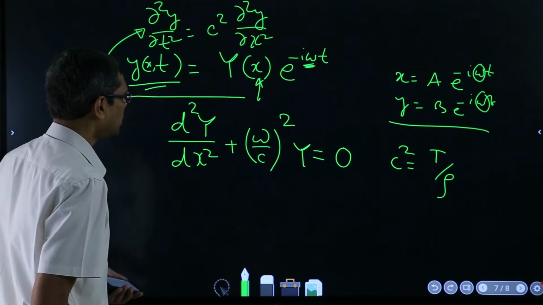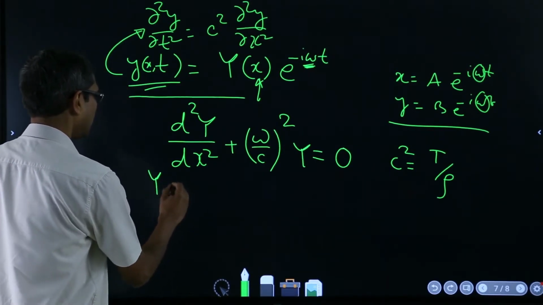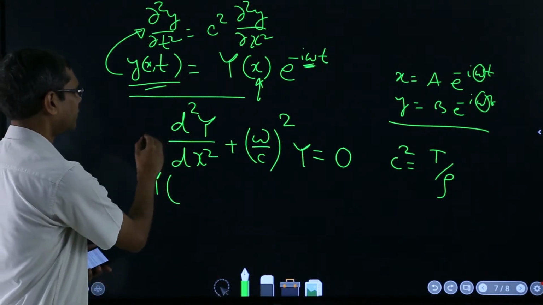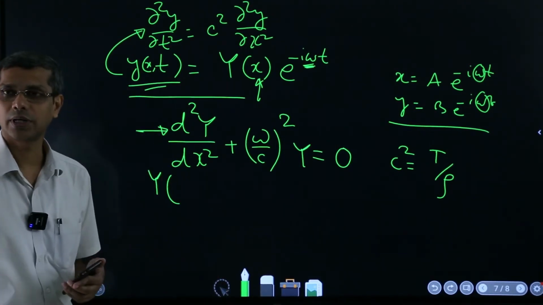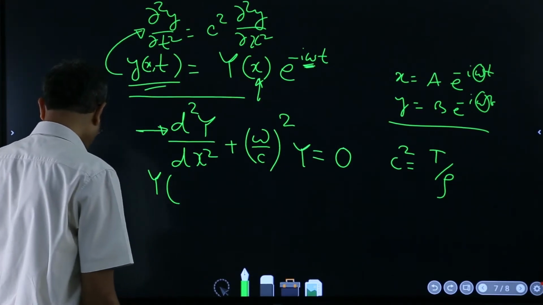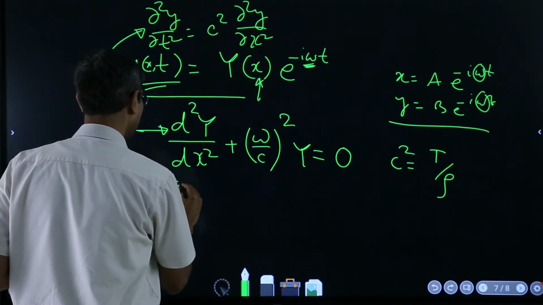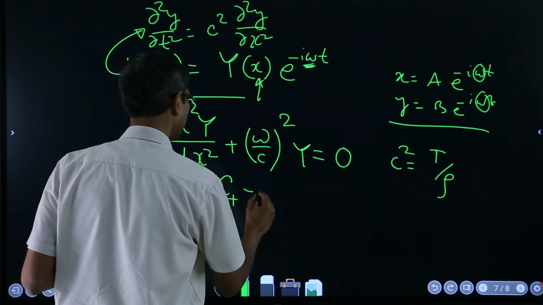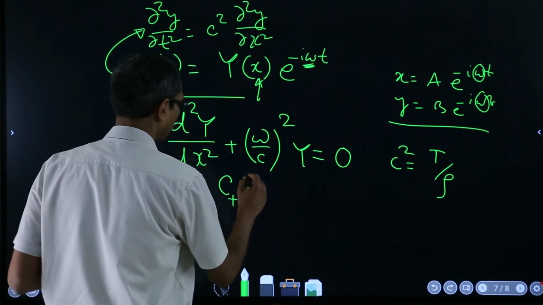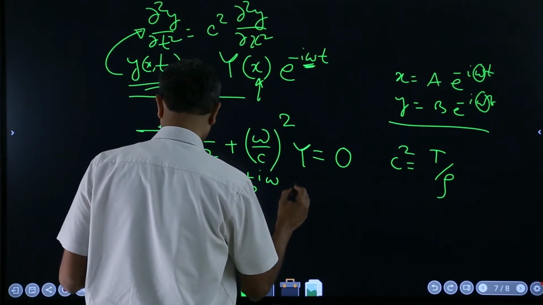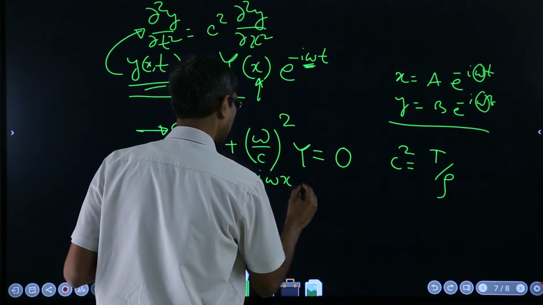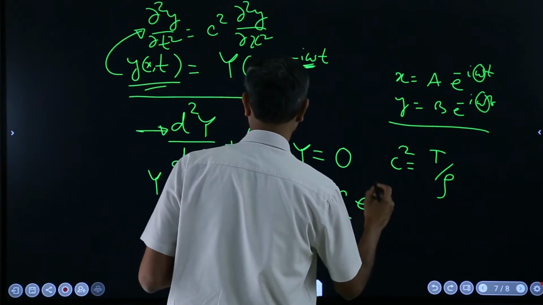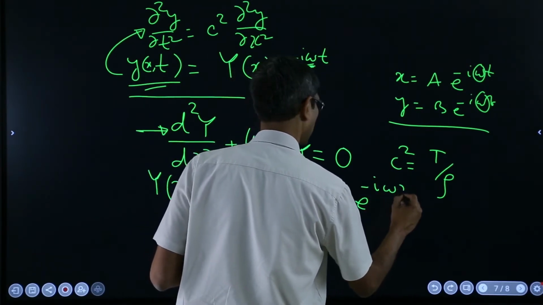Now the solution of this will be what? Because the time dependence is gone, instead of partial, you are having the complete differentials. So y of x now will become, say, C plus e raised to plus i omega x over c plus C minus e raised to minus i omega x over c.